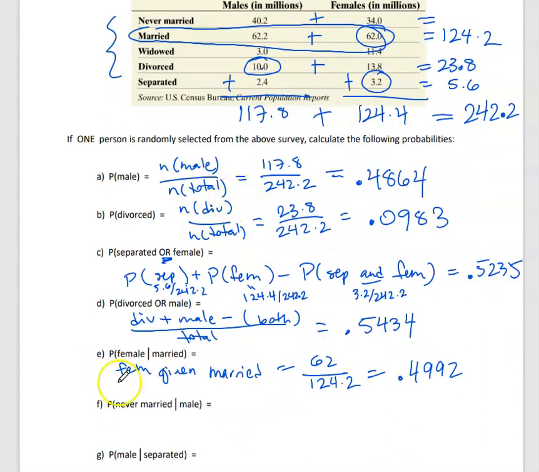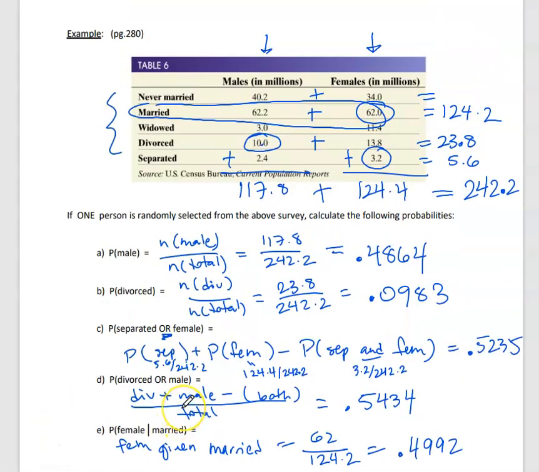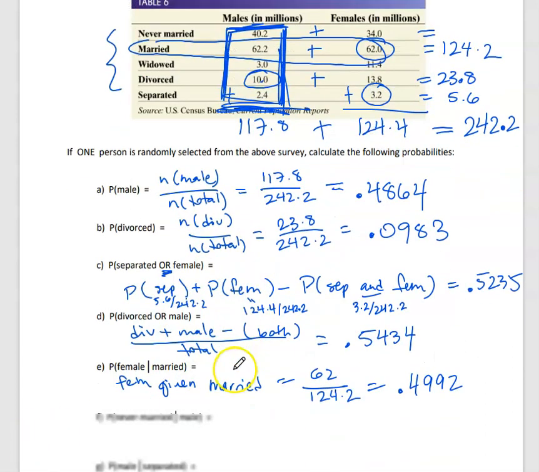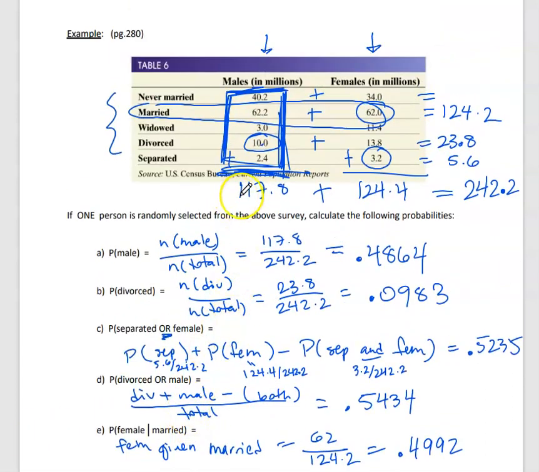And then probability never married given that you're male. In that case, we're only looking in the male column, all of these people, which there are 117.8 million of those. So we're looking out of the males. It's given that the person is male. We want to know what's the probability they were never married. So 40.2, that's how many never married people there were, 40.2 in the male column out of 117.8.